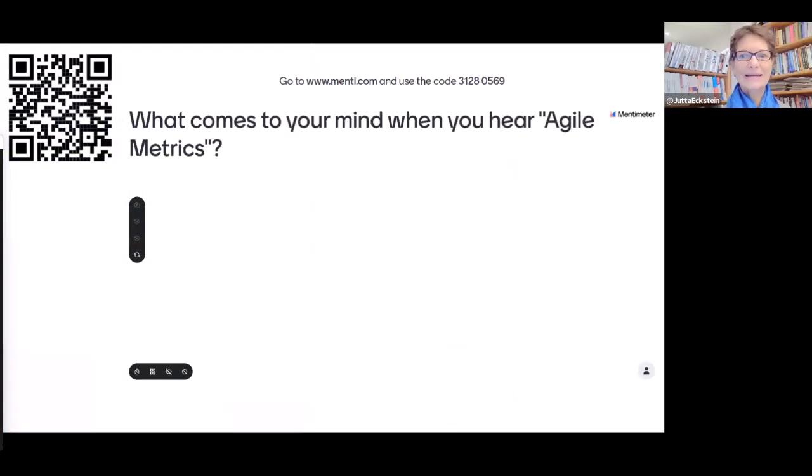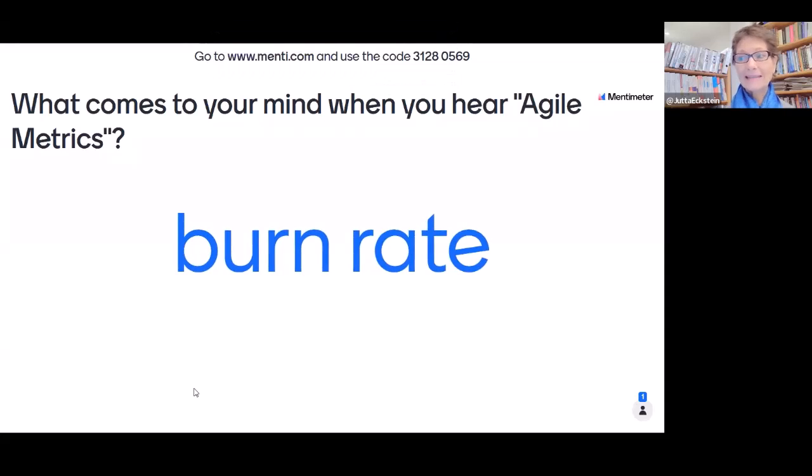I want to start really with Paul. And my question to you is, what comes to your mind when you hear Agile metrics? So is there any association that you're having with that, or what kind of bell rings for you? It could be different kinds of metrics you have in mind, or burn rate is one metric, definitely. What else? You can have several things that you want to share.